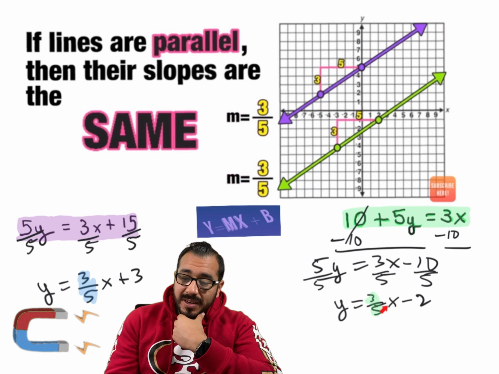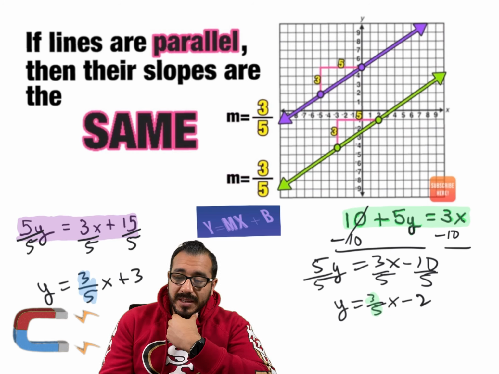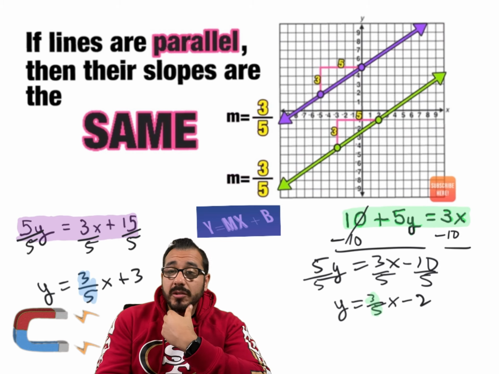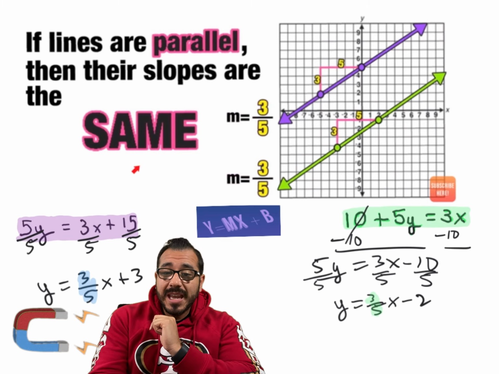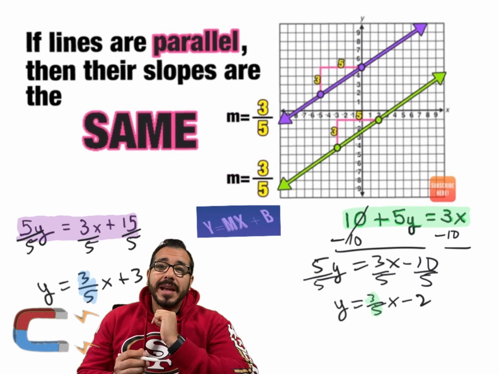So once you have it in this format, y equals mx plus b, you grab the slope, and when they are the same, you know those lines are parallel.